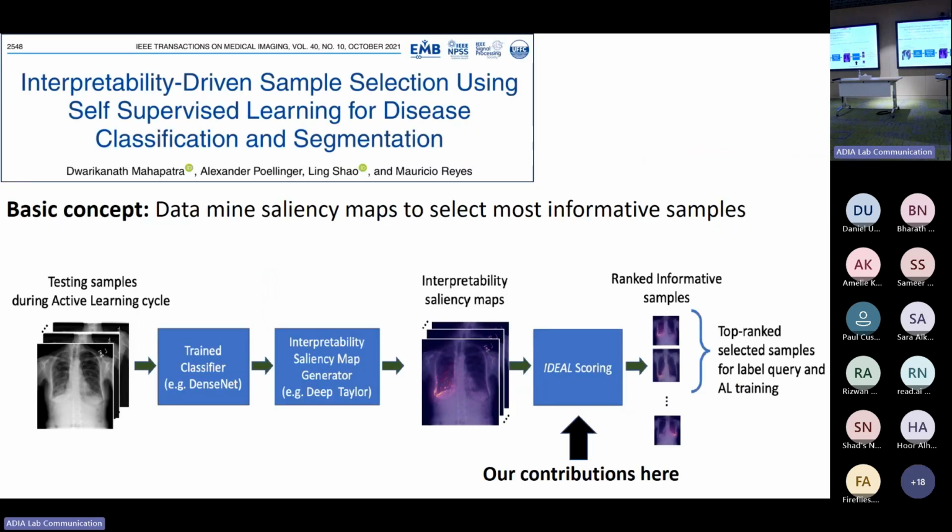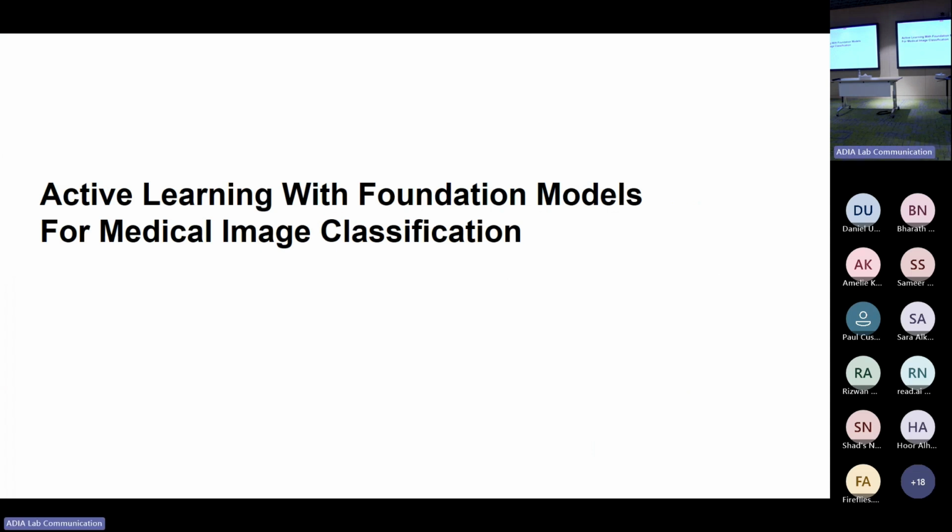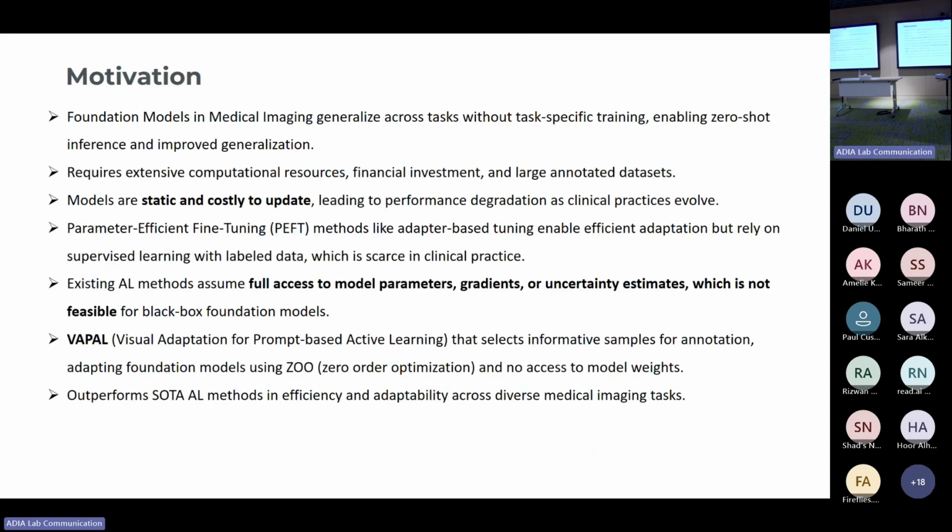For example, this particular pipeline was about taking images using trained classifiers, getting saliency maps, and then ranking or finding the informativeness of different samples. Then I'll talk a bit about foundation models. Foundation models are trained using huge data sets, but once they are ready, it's very difficult to change their weights. A common scenario is that we are accessing them through an API and don't have access to the weights.